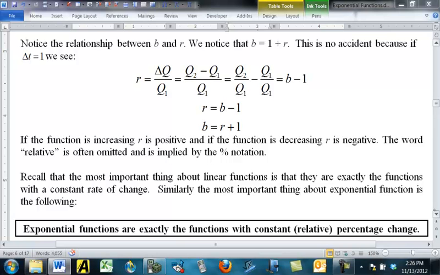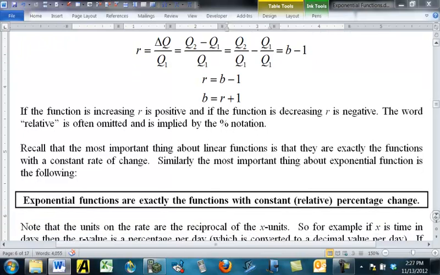So, if you remember, I told you earlier that there are a lot of important things about linear functions, but if you just had to put one at the top, the most important thing to remember about linear functions is they are exactly the functions with a constant rate of change. Similarly, the single most important thing you should remember about exponential functions is that exponential functions are exactly those functions with a constant relative or percentage change.